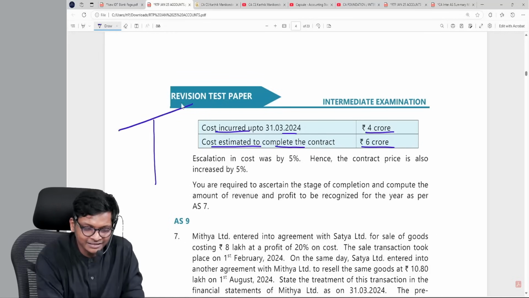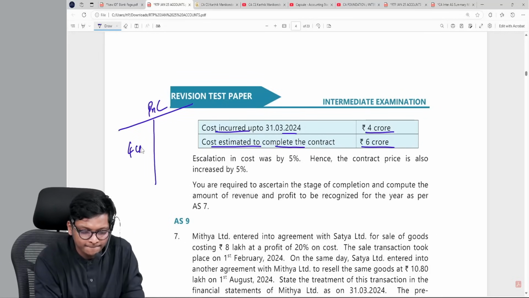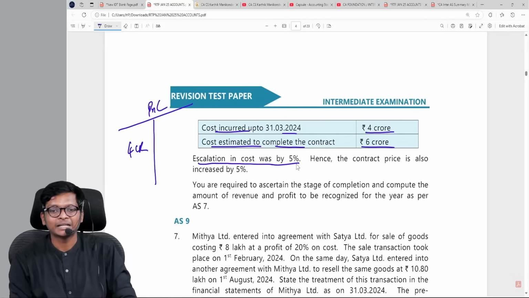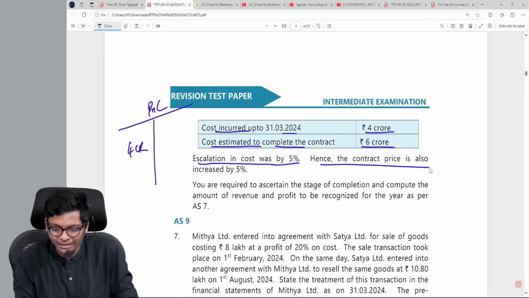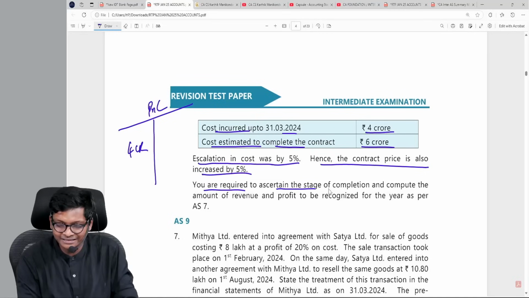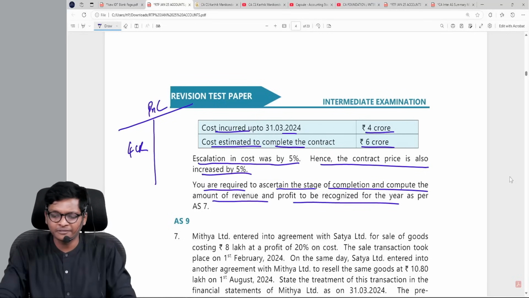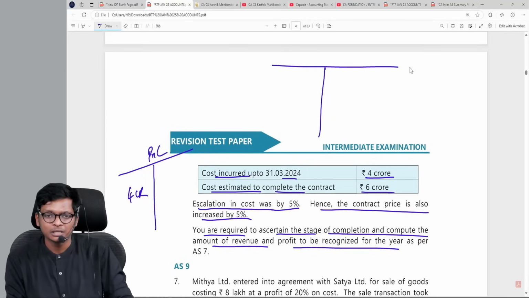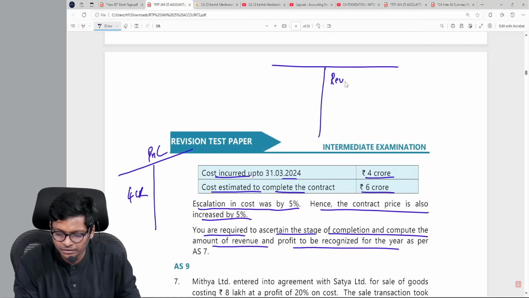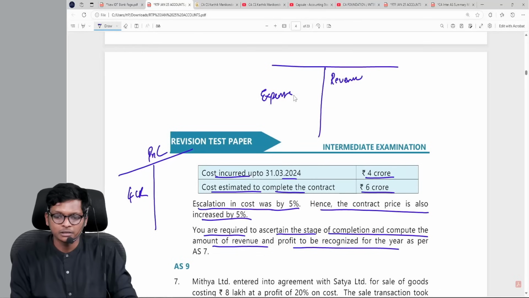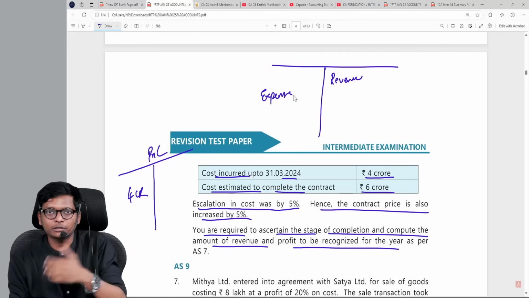That means current year in P&L, I will debit 4 crores. Escalation in cost was by 5%. Hence the contract price also is increased by 5%. You are required to ascertain the stage of completion, amount of revenue and profit. Those who know AS7 will know, sir, for AS7 I have to prepare construction ledger. This side I will create revenue, this side I will keep expense. Proportionate contract method.